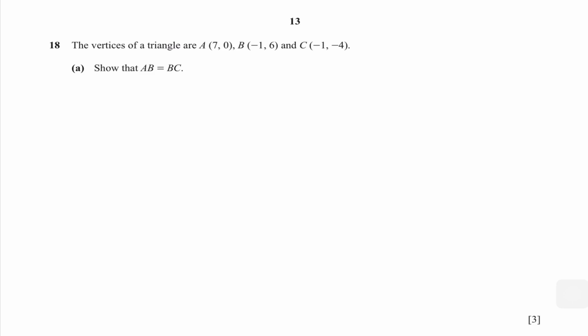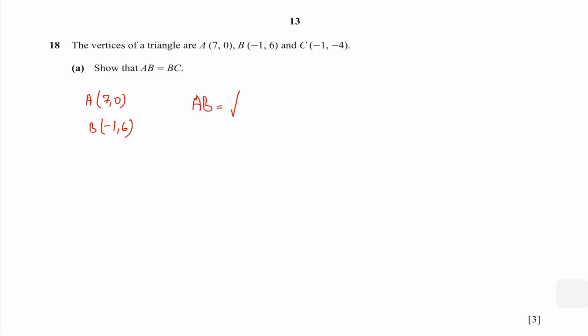Okay. So next is question number 18, in which we have vertices of a triangle and we have them in coordinate form, and we have to show that the length AB is equal to BC. So I'm going to work out the length AB first. I'm going to need the coordinates of A for that, and I'm going to need the coordinates of B for that. So the coordinates of B are minus 1, 6. So let's work out the length.